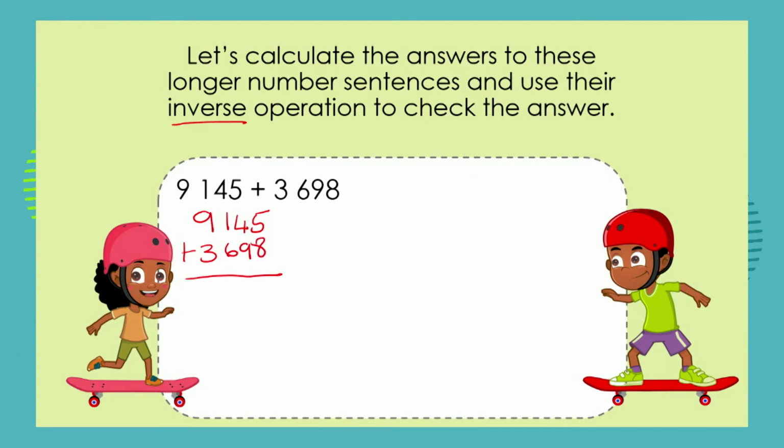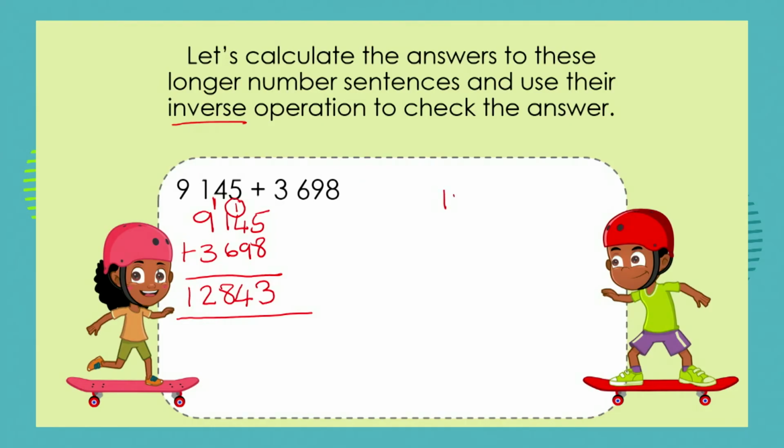So we have 5 plus 8, which gives us 13, put our 3 down, carry our 1. Then we have 4 plus 9, which is also 13, don't forget the 1 that we carried, 14, carry the 1. 1 plus 6 is 7, plus the 1 that we carried, which is 8. And last up, 9 plus 3, nowhere to carry it, we write 12. So our answer is 12,843.